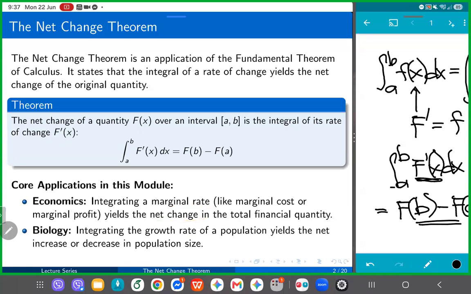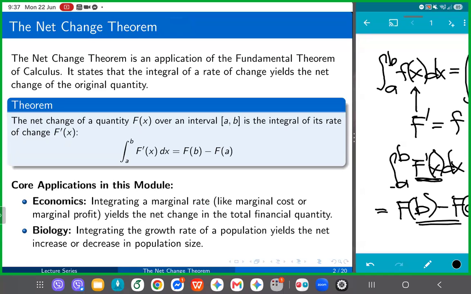Again, this follows from this one here, that the integral of the derivative, again, the derivative is the rate of change. The integral of a rate of change yields net change. So the integral of marginal, which is the derivative, remember, marginal cost is the derivative of the cost, marginal revenue, the derivative of the revenue. So the integral of the marginal equals the net change.